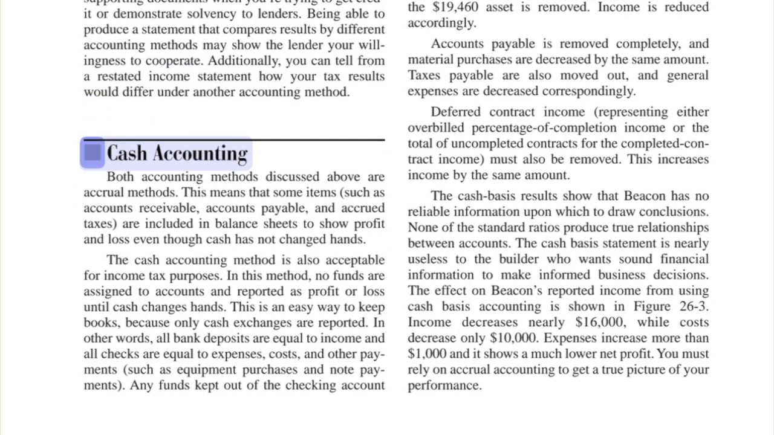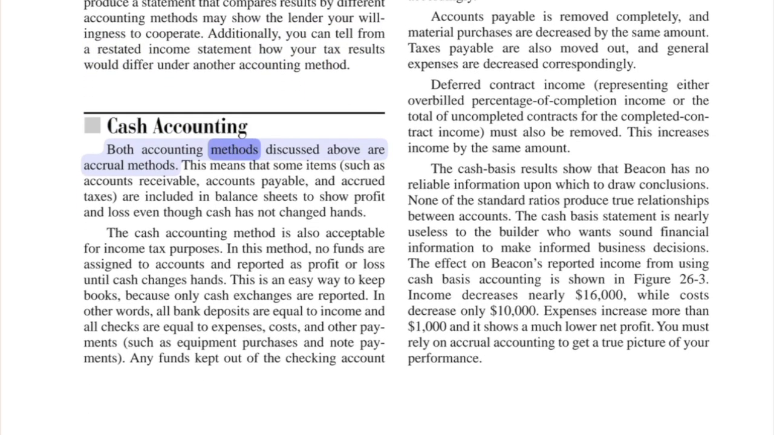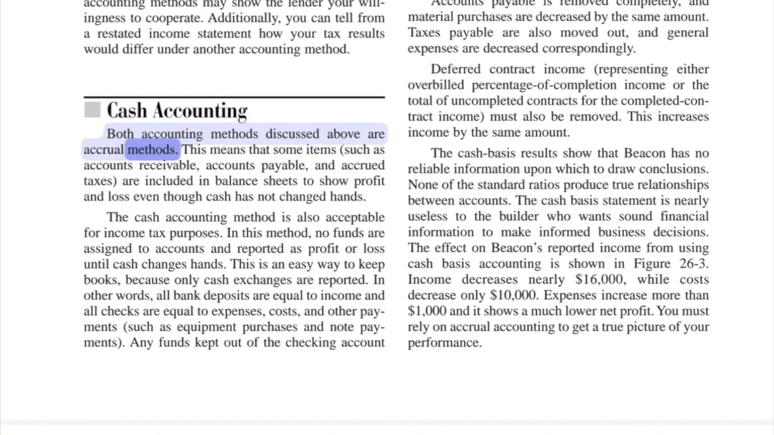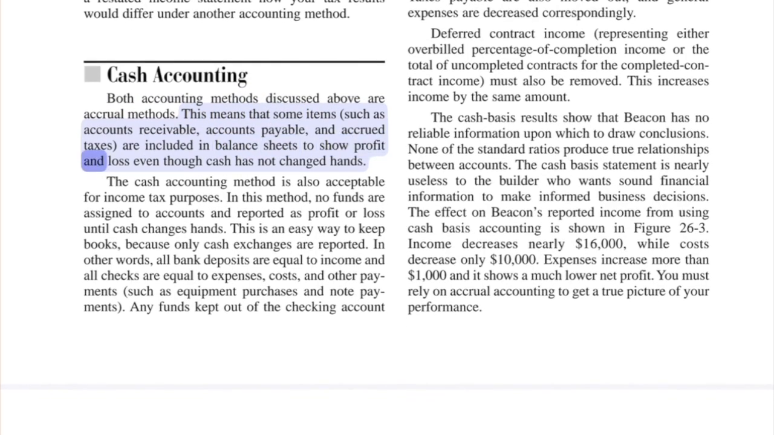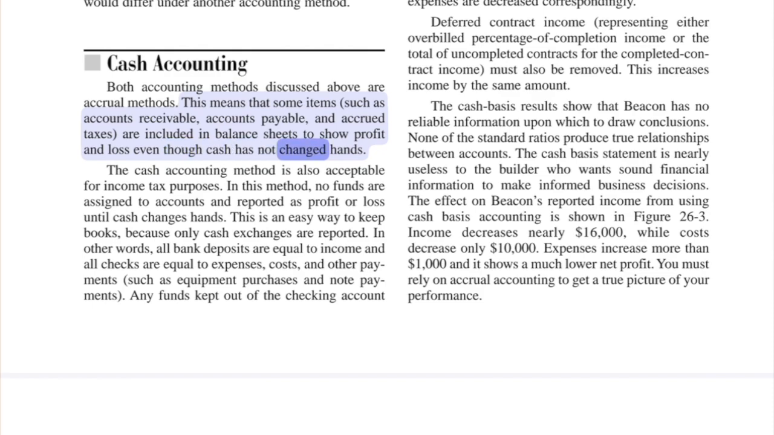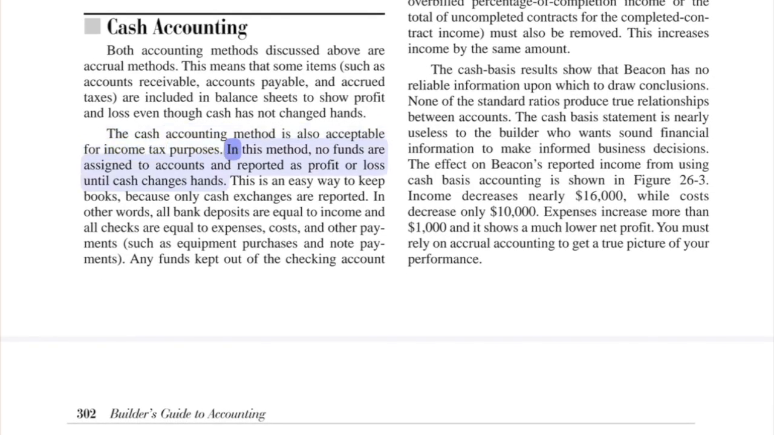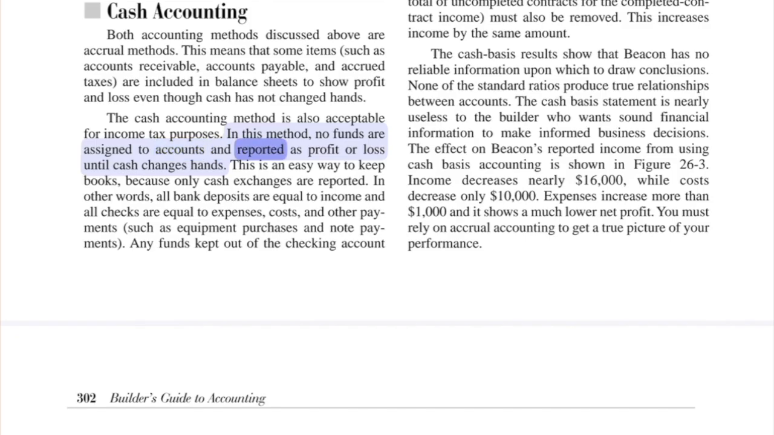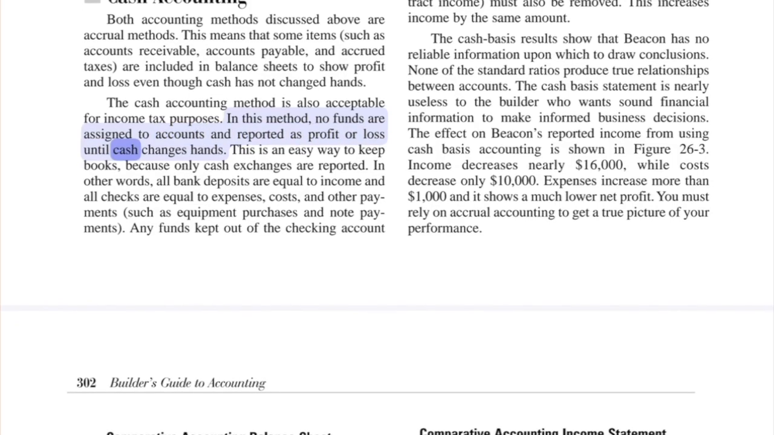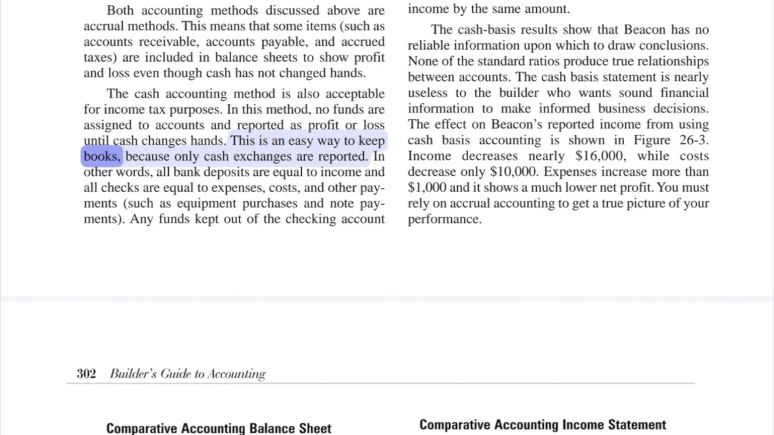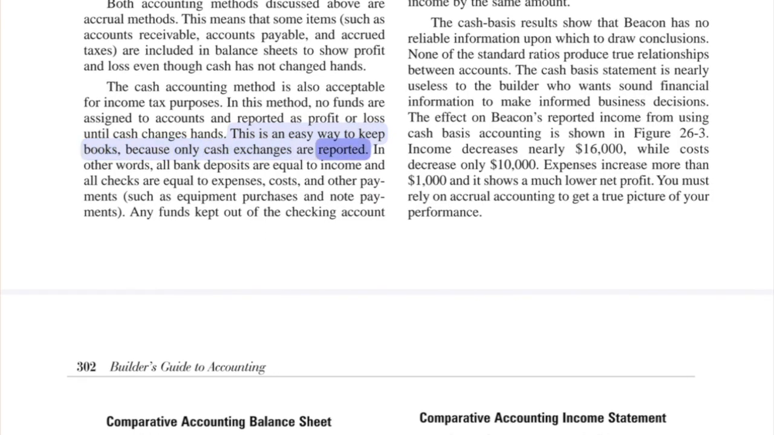method, cash accounting. Both accounting methods discussed above are accrual methods. This means that some items are included in balance sheets to show profit and loss, even though cash has not changed hands. The cash accounting method is also acceptable for income tax purposes. In this method, no funds are assigned to accounts and reported as profit or loss until cash changes hands. This is an easy way to keep books because only cash exchanges are reported.